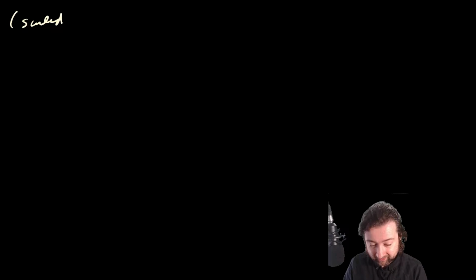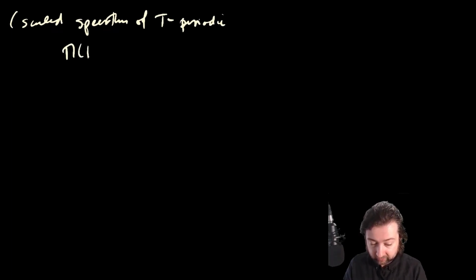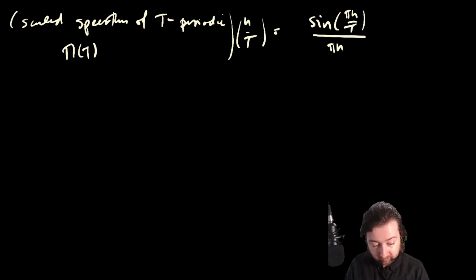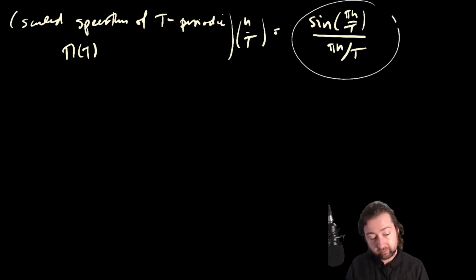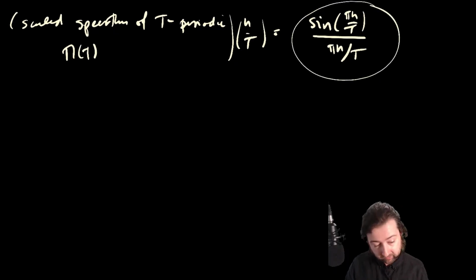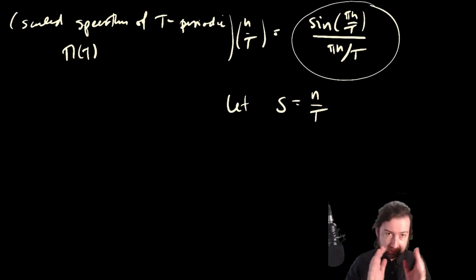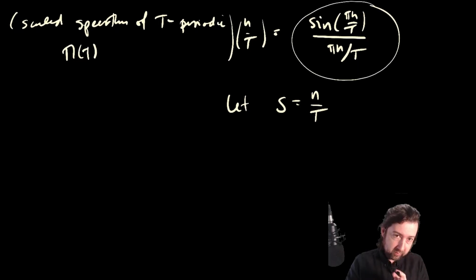So you could rewrite this as, this is wordy, the scaled spectrum of the t periodic pi of t applied at n over t is equal to the sine of pi n over t over pi n over t. And this is a really special function. So if we let s be equal to n over t, and the motivation for this is n is an integer, and t is an increment that's making those numbers smaller and smaller and smaller, right? As t gets huge, n over t gets smaller and smaller and smaller.